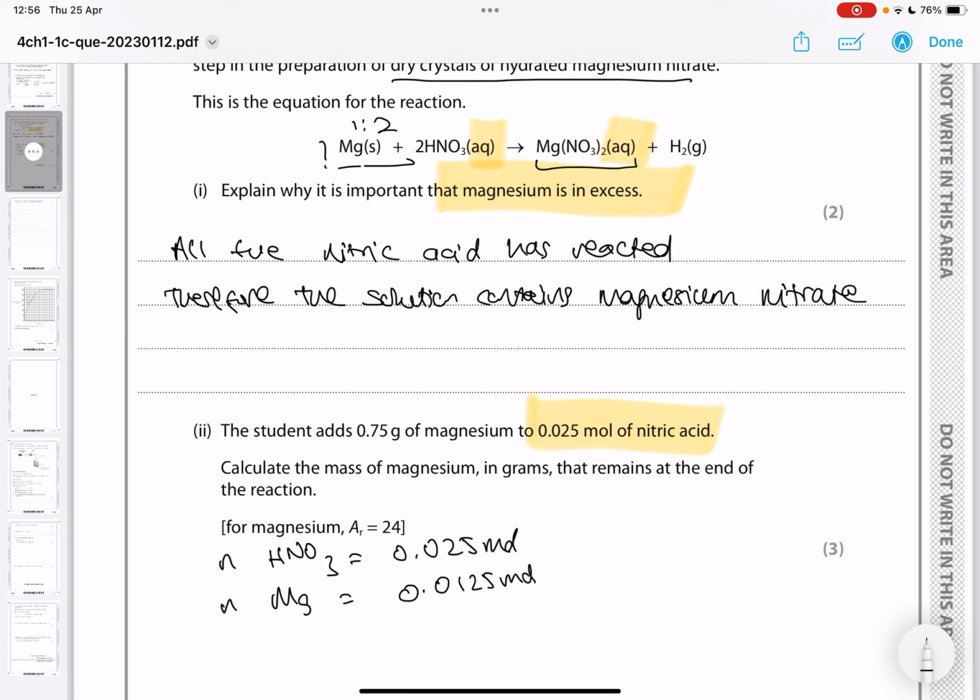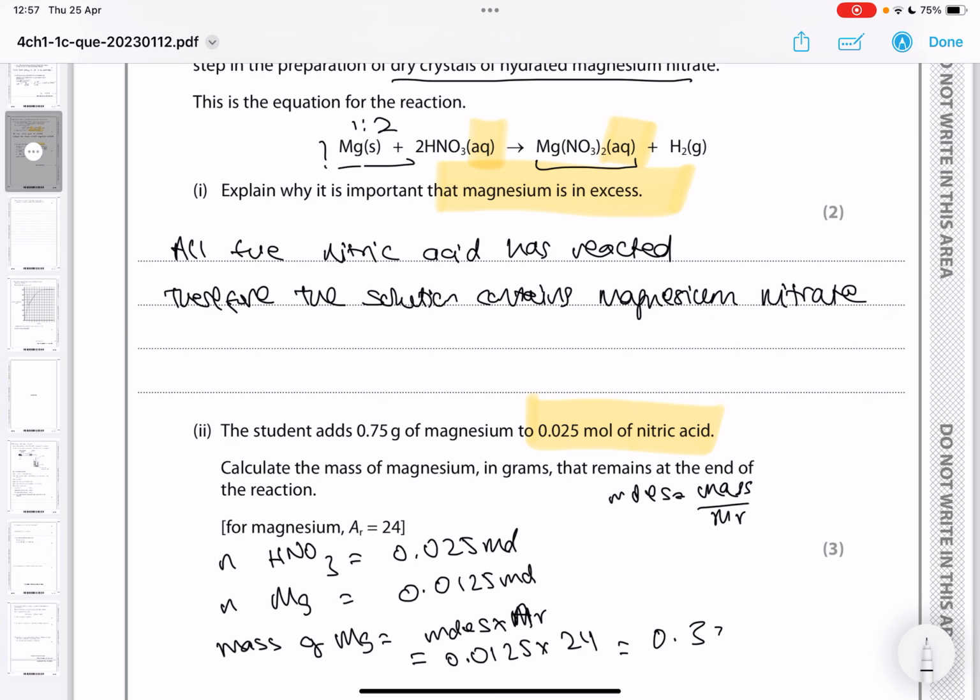And that would be 0.0125 mole. Now you can work out the mass of magnesium that reacts by doing moles times Mr, because you know moles equals mass divided by Mr. That's a formula you have to learn. Now the moles of magnesium reacting is 0.0125 and the Mr of magnesium is 24. Sorry, the Ar, because it's an atom. And that will give you a mass of 0.3 gram that reacts.